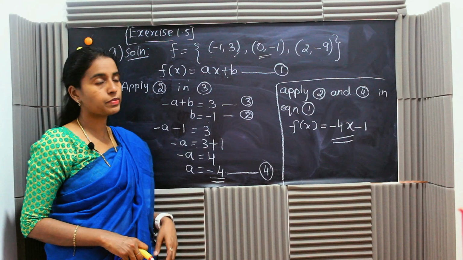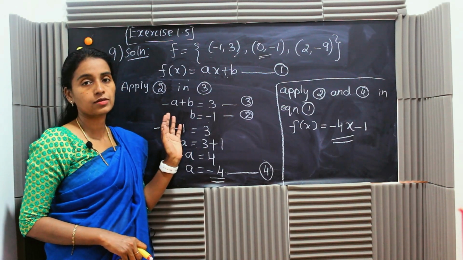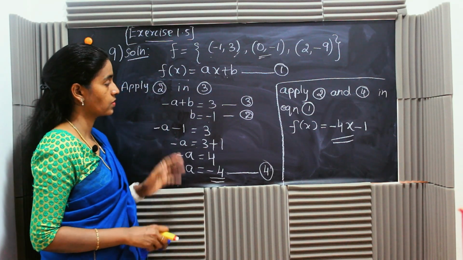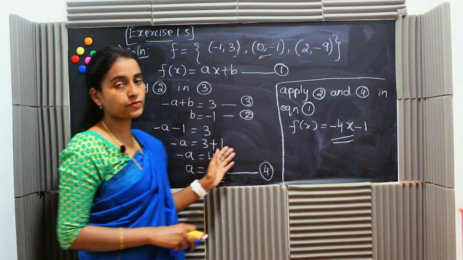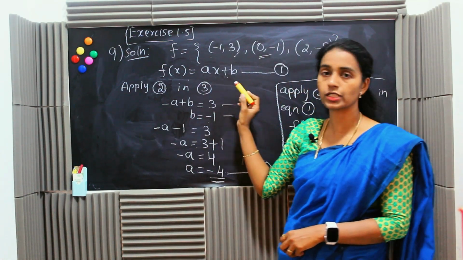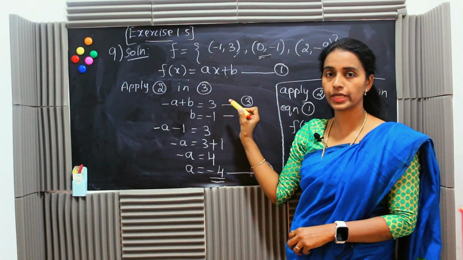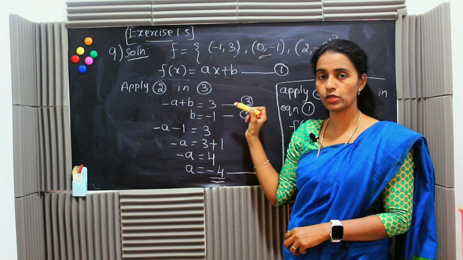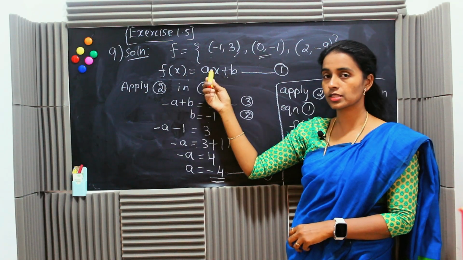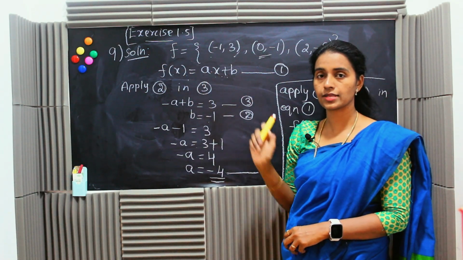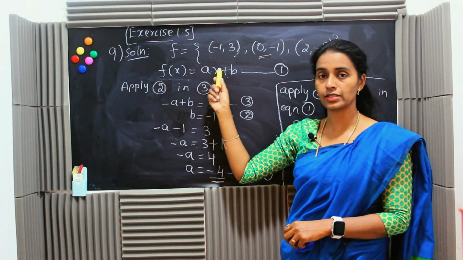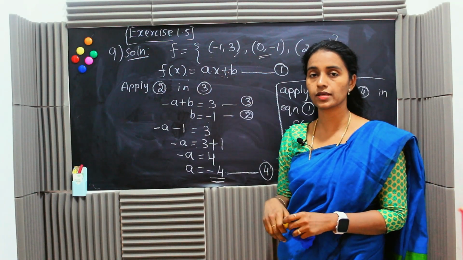This is very simple if you know the basic formula for all linear functions. What we have to do is, first we should find out the value of a and b. After finding the value of a and b, we should apply those values in this common formula. That is the answer. And for this, you should remember this linear function formula.